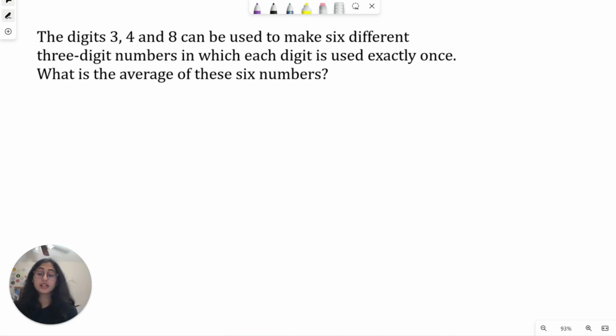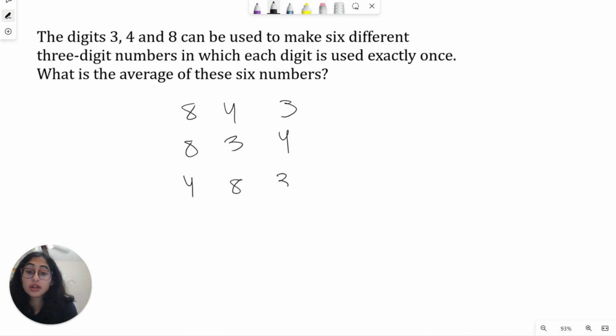But that's adding a lot of big numbers. So I think we can assume that this is not the route we want to go. But just to get a sense of what we have to do, let's try listing out all these numbers. So we can start with 8 being the biggest, and we can go 4, 3. And then we can also switch this around and go 8, 3, 4. And then let's go 4. And the placement does matter. So we can go 8, 4, 3, 483.